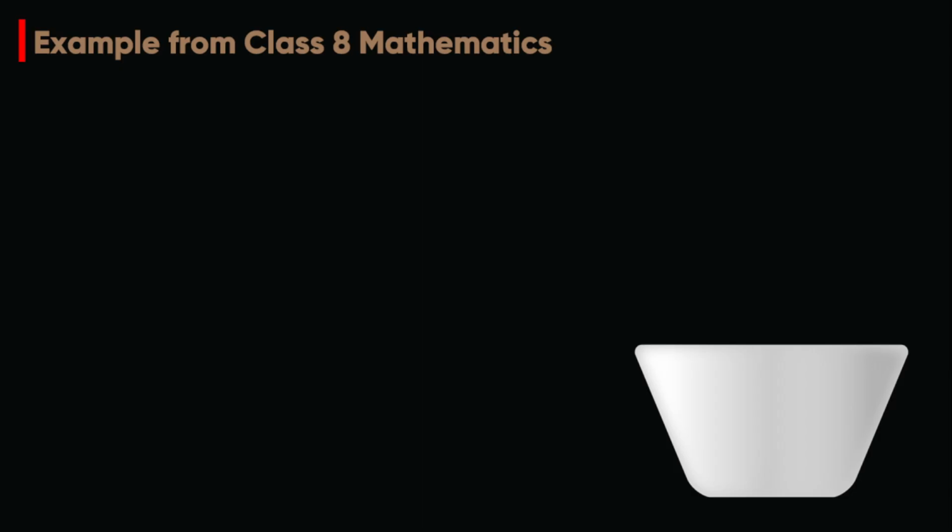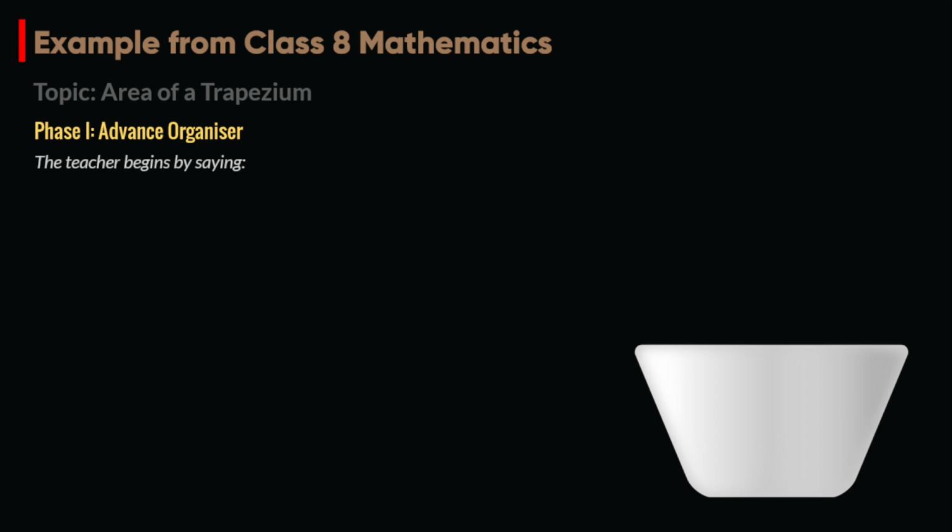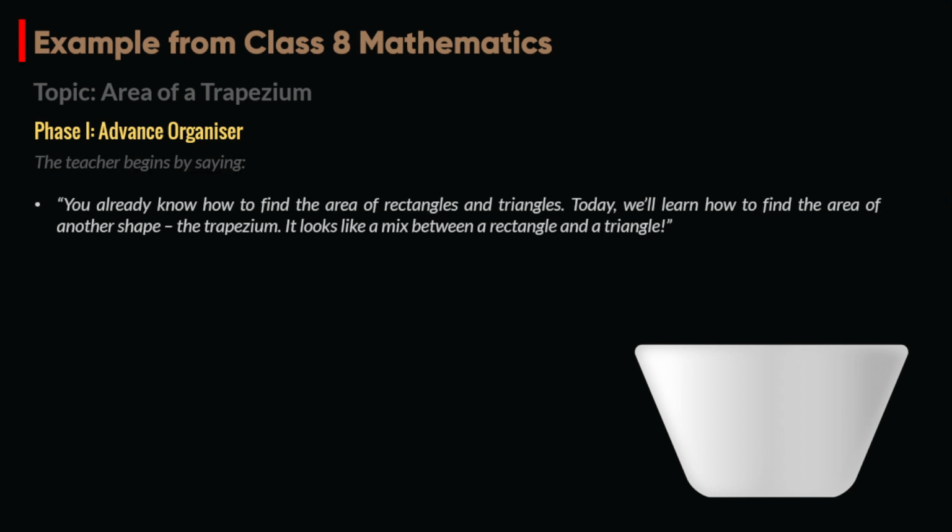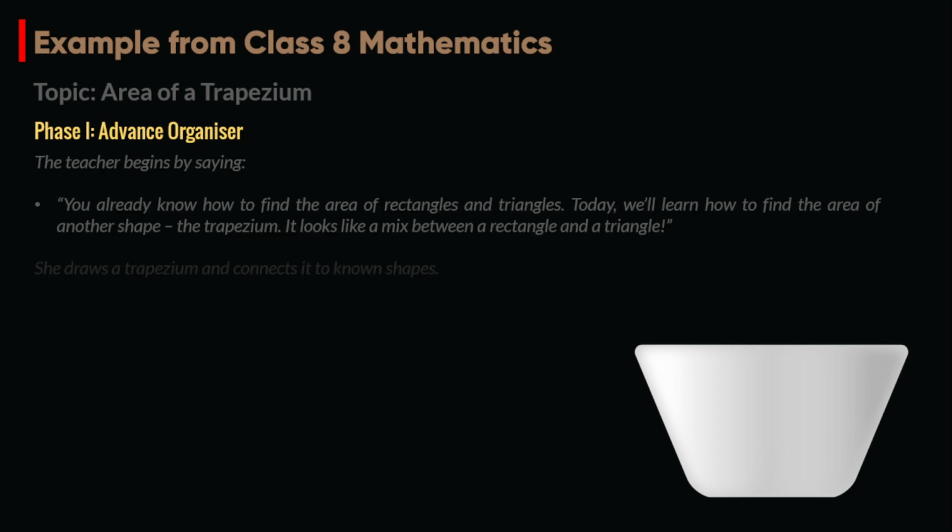Now a simple example from class 8 mathematics. Topic: area of a trapezium. The first phase is the advanced organizer. The teacher begins by saying, you already know how to find the area of a rectangle and triangles. Today we will learn how to find the area of another shape, the trapezium. It looks like a mix between a rectangle and a triangle.